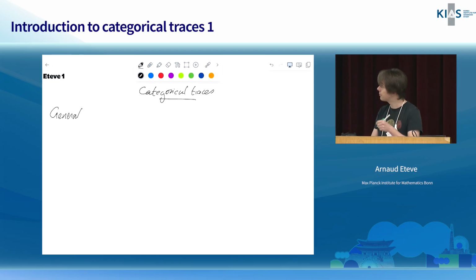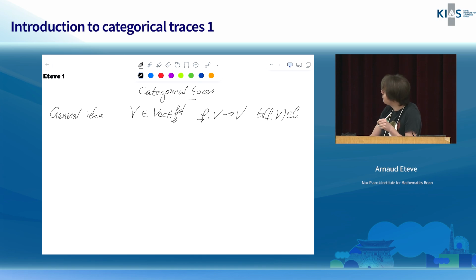Okay, so the general idea for traces: classically, you take V a finite dimensional vector space over K, F an endomorphism, and you define the trace of F on V, which is a scalar. The general idea behind this, which will serve as an organizational principle for the 3 lectures, is that the trace takes an object in some category and extracts something at the lower categorical level.